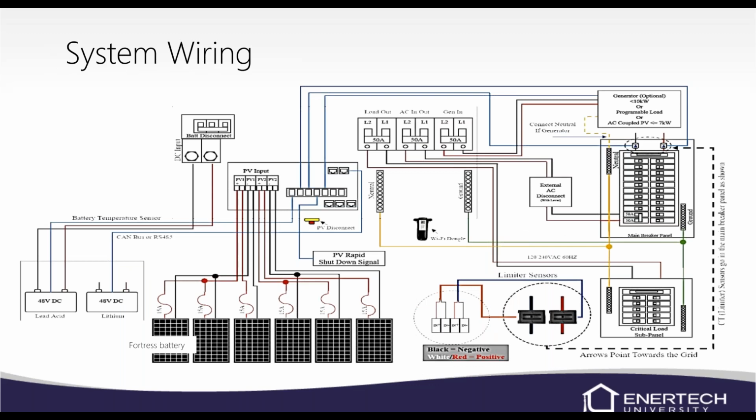Here's a bigger wiring schematic, a little bit more of a layout here. You've got your battery disconnects, your PV rapid shutdowns with the disconnect, the PV disconnect, and then your load outs and that kind of thing. You want to take a look at this when you're installing these. It's a pretty good little diagram for wiring up the batteries and all that.